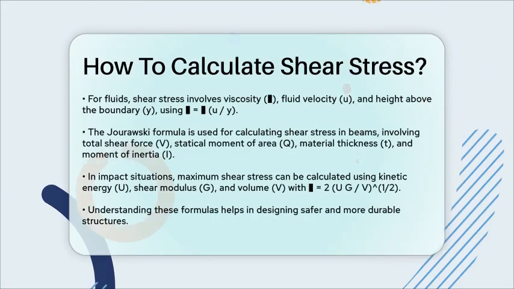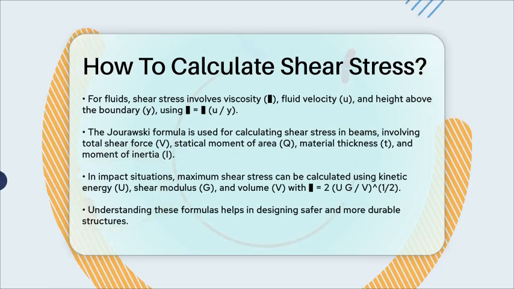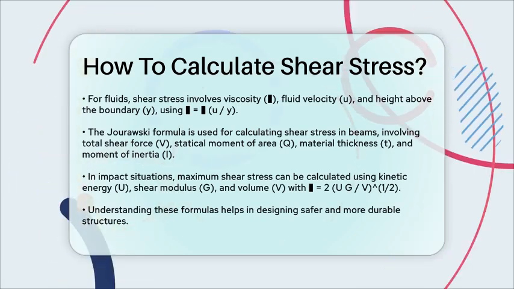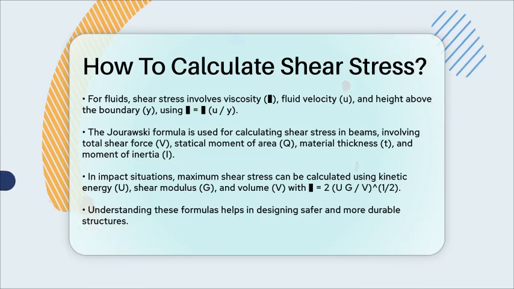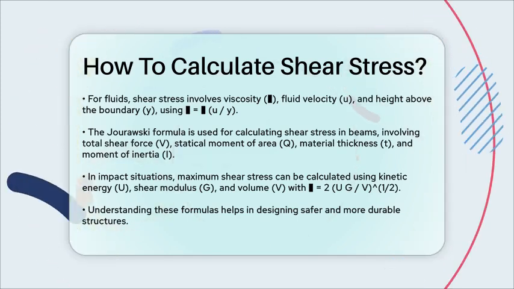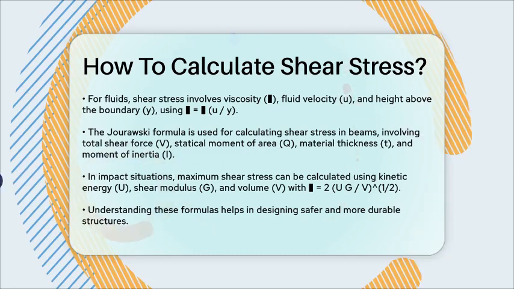For impact situations, like when a solid round bar is subject to an impact, the maximum shear stress is calculated using the change in kinetic energy, U, the shear modulus, G, and the volume of the bar, V. The formula here is tau is equal to (2UG/V)^(1/2).